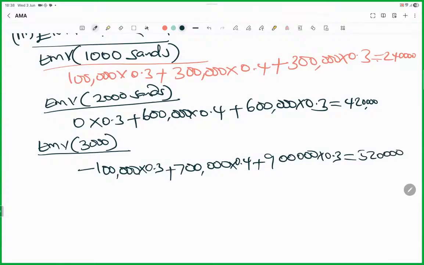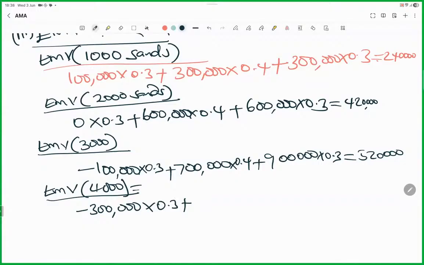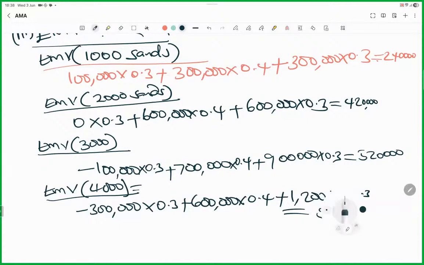520,000. And then lastly, we have the expected monetary value of 4,000. So for 4,000, I can clearly see there, it will be minus 300,000 times 0.3 plus 600,000 times 0.4 plus 1.2 million times 0.3. Are you able to give me this answer? 510,000.